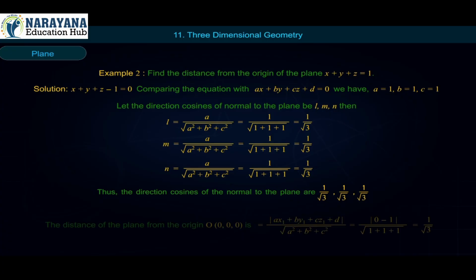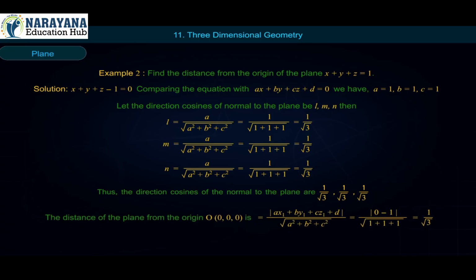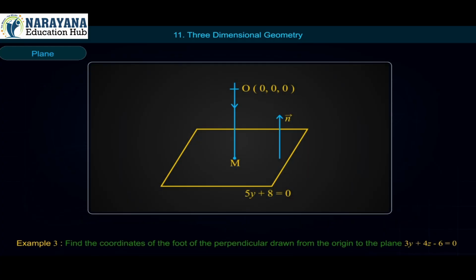The distance of the plane from the origin O (0, 0, 0) is equal to |ax1 + by1 + cz1 + d|/√(a² + b² + c²) = |0 - 1|/√(1 + 1 + 1) = 1/√3.